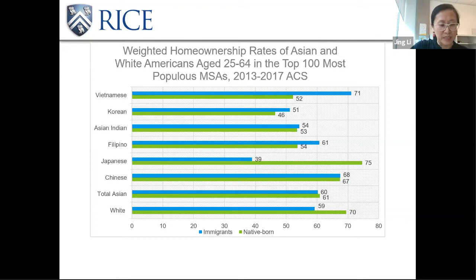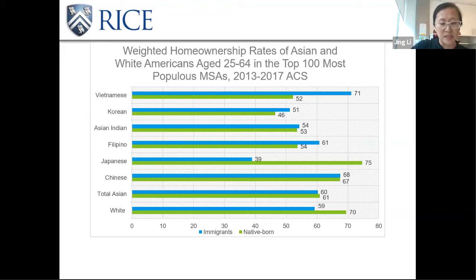There's remarkable nativity and ethnicity heterogeneity in home ownership. Among immigrants, Vietnamese has by far the highest home ownership rate, followed by Chinese and Filipinos. Their home ownership rates all surpass that of white immigrants. The home ownership rate of foreign-born Vietnamese is 71%, almost 20% higher than their native-born counterparts. Similarly, foreign-born Filipino and Koreans also have higher home ownership rates than their native-born co-ethnics, although not by so much.